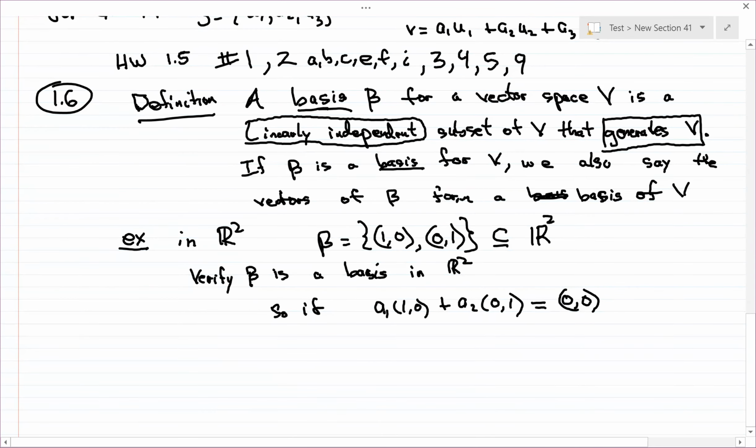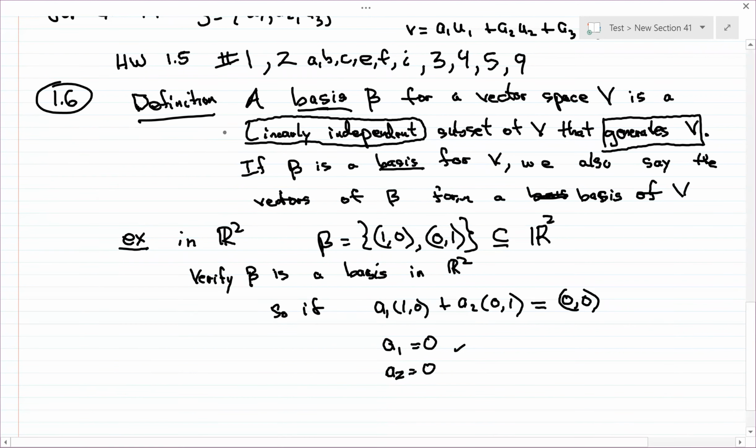Well, yeah, because the first component would be a1 times 1, which is 1, and a2 times 0, which is 0, and that would have to be equal to 0. On the second component, a1 times 0 is 0, but a2 times 1 is 1, so that would tell you that a2 also would have to be equal to 0. And we're done with the linear independence. So these two vectors are linearly independent, as explained in the section we just came from, section 1.5.